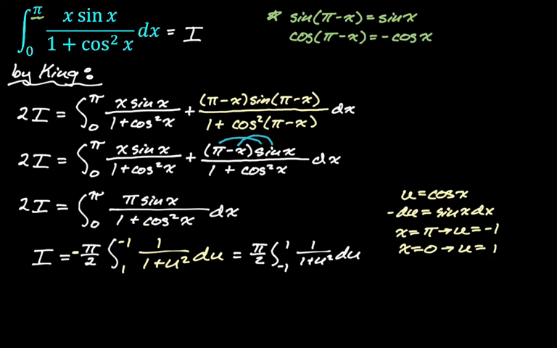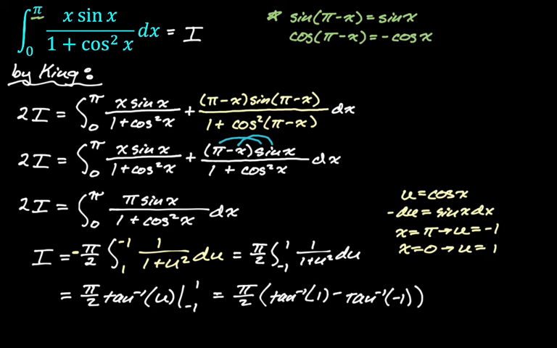All right, this is a perfect arctan. So we're going to get pi over 2 arctan of u from negative 1 to 1, which is pi over 2 times arctan of 1 minus arctan of negative 1. The arctan of 1 is pi over 4, and the arctan of negative 1 is negative pi over 4, so we have pi over 4 minus negative pi over 4, which is plus.